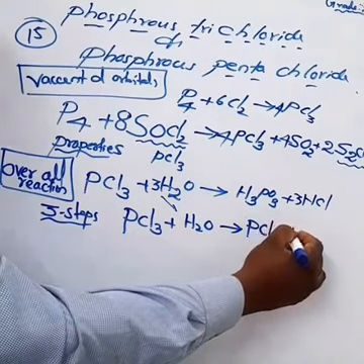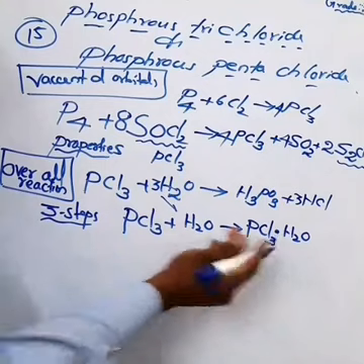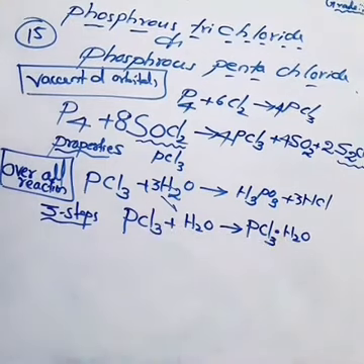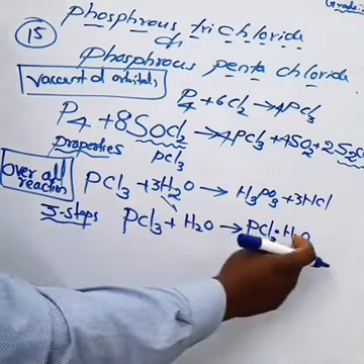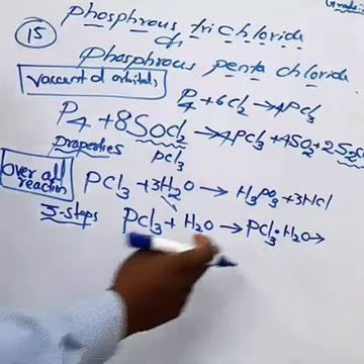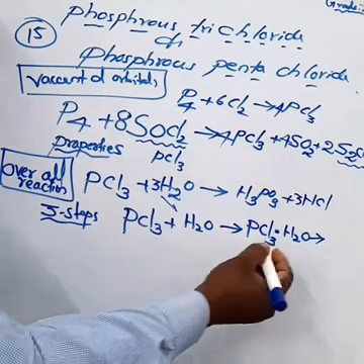When we are writing the equation, take the plus and make it a dot there. So it can be written as PCl3·H2O. That is the hydrated product of phosphorus trichloride with water. Anyhow, the reaction goes on.